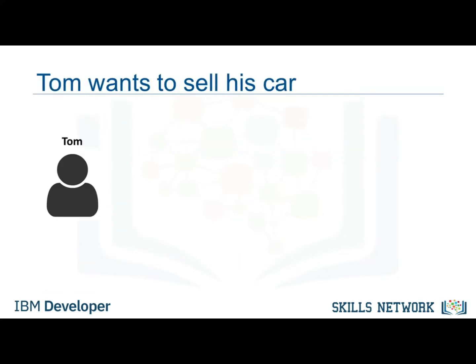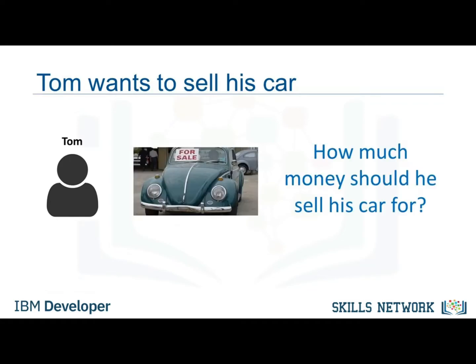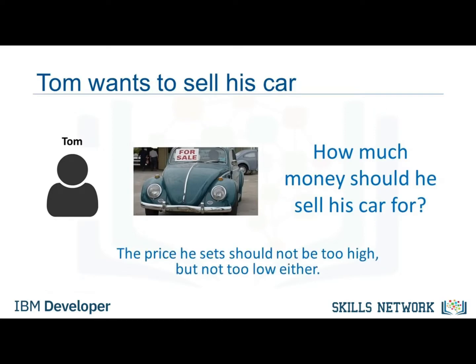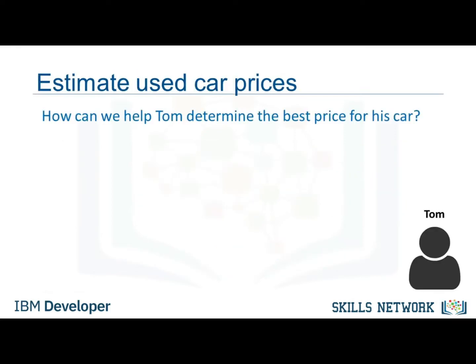Let's say we have a friend named Tom, and Tom wants to sell his car. But the problem is, he doesn't know how much he should sell his car for. Tom wants to sell his car for as much as he can, but he also wants to set the price reasonably so someone would want to purchase it. So the price he sets should represent the value of the car. How can we help Tom determine the best price for his car?